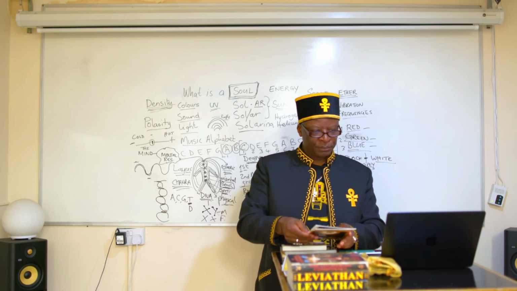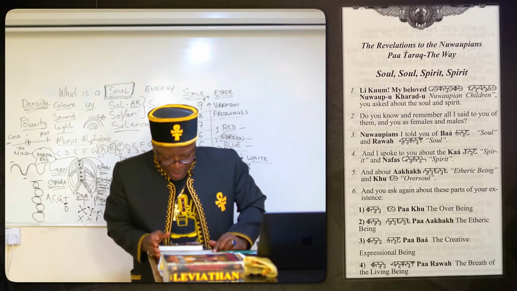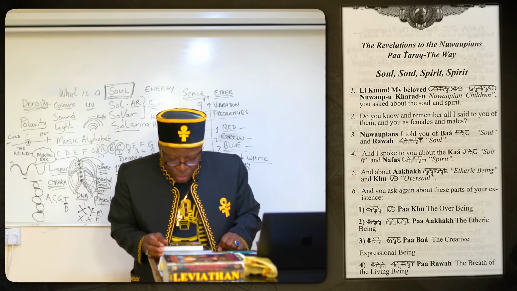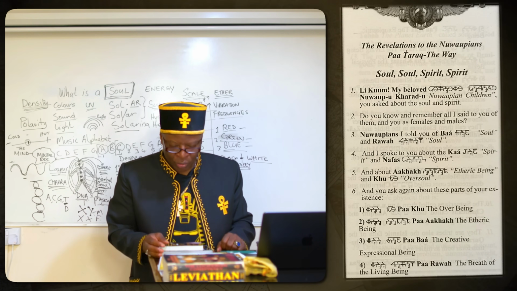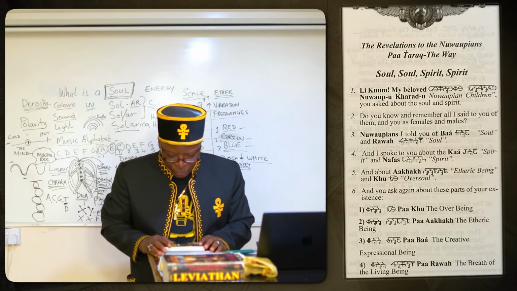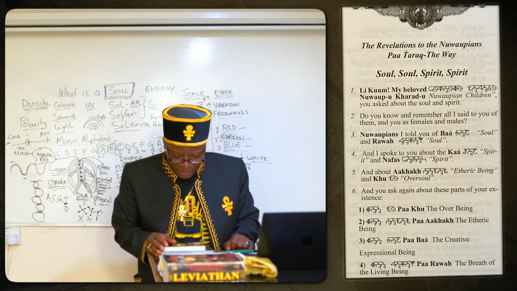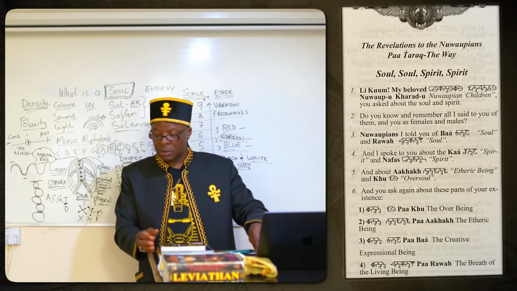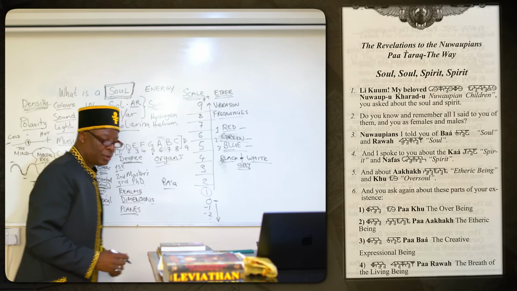I'm going to read from this part called soul, soul, spirit, spirit. Right, so, my beloved Nuapu Karadu, Nuapian children, you asked about the soul and spirit. Do you know and remember all I said to you of them, and you as females and males, right? Obviously male and female slightly different in terms of the XX and the XY. So it says, I told you of Ba'a, right? So Ba'a would be the soul, yeah, one of the souls.